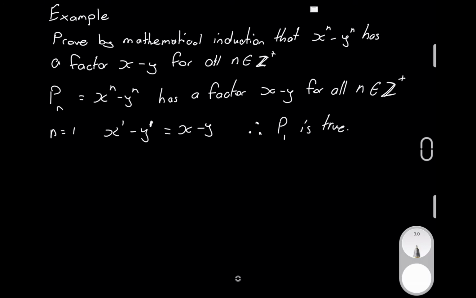Now, what we're going to do here is refer back to what we did before and give it as k. So we're going to say proposition k is true. If proposition k is true, then x to the power of k minus y to the power of k has a factor of x minus y.